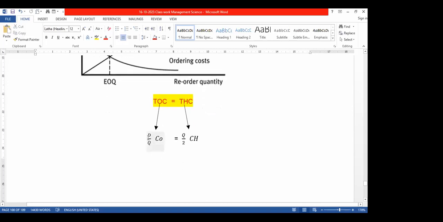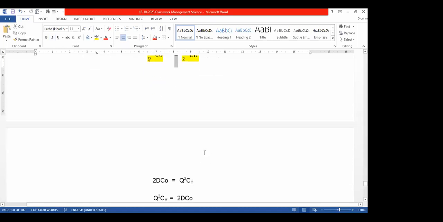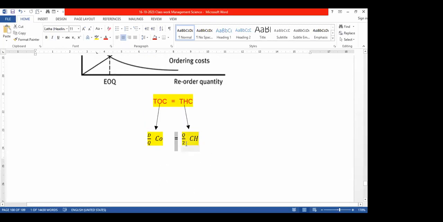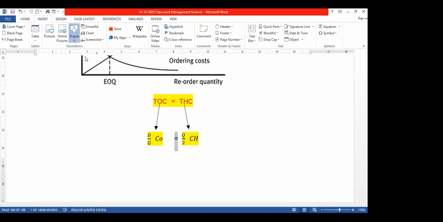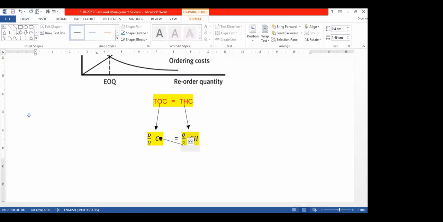So now equation-wise, this is the equation for total ordering cost, and this is the equation for total holding or carrying cost. Both should be equal. Now I'm going to cross multiply. Watch carefully. Sometimes in exams, examiners may ask about cross multiplication of these two, as well as this Q. What will happen if you cross multiply?